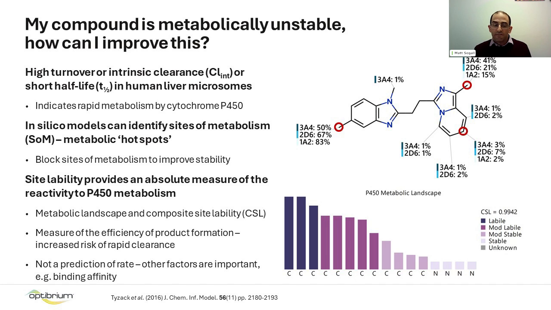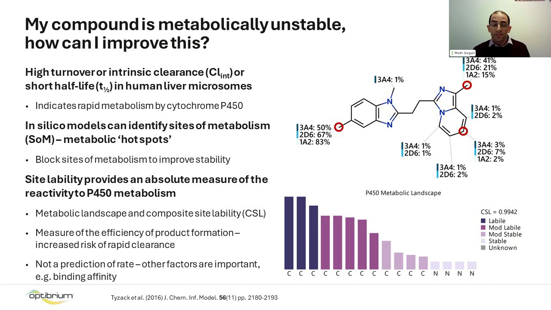And we can summarize this in a value called the composite site lability, which is a measure of the efficiency of product formation and hence an increased risk of rapid clearance. And so actually there's more information. There is actually a third highly labile site here on this compound, which although it's responsible for a small proportion of metabolism in absolute terms, is also highly labile. So if, for example, we were to modify or block these predominant sites, what we're likely to see here is metabolic switching to an also highly labile site and hence see a relatively small decrease in the overall rate of metabolism, i.e. we have more work to do on this compound.